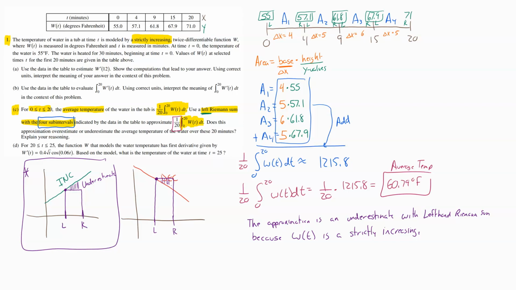We would have gotten 3 points on this. You would have gotten 1 point from getting out your left-hand Riemann sum set up. You would have gotten 1 point for getting that final answer for the average. And you would have gotten 1 point for putting together that sentence justifying why it's an underestimate.